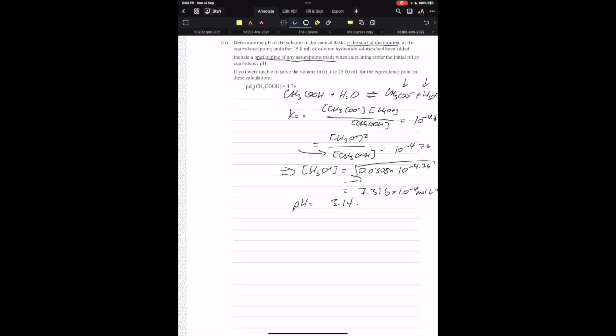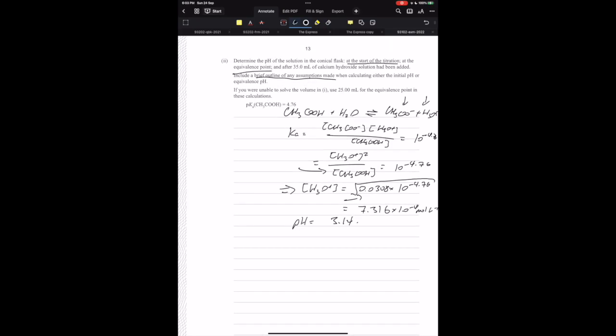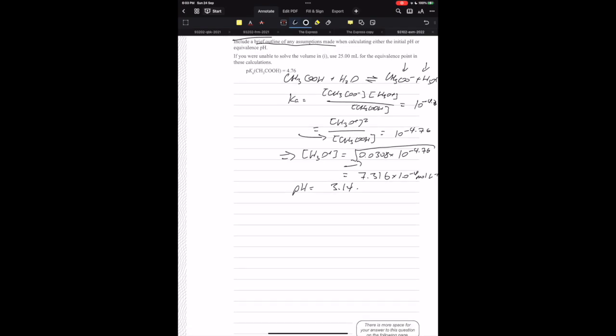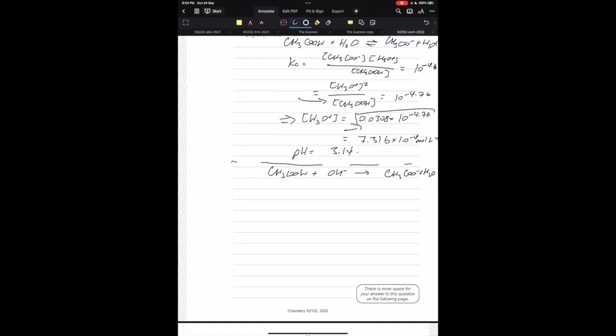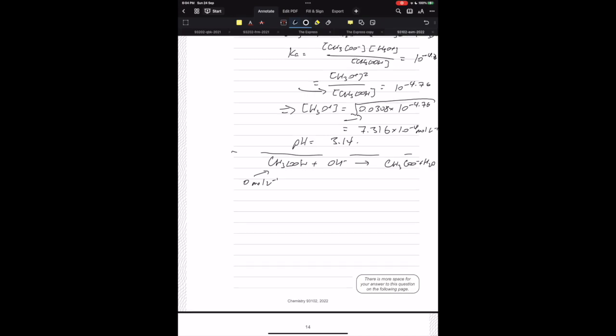Okay, second part of the question is at equivalence point. At equivalence point, we know that the CH3COOH plus the hydroxide ions that were added from the calcium hydroxide goes completely into CH3COO minus plus water. And because it's equivalence point, all of this has been neutralized. So 0 moles per liter. And so the only component or conjugate part of the ethanoic acid solution present in the solution is the ethanoate.